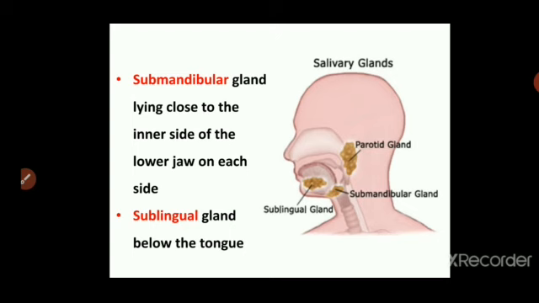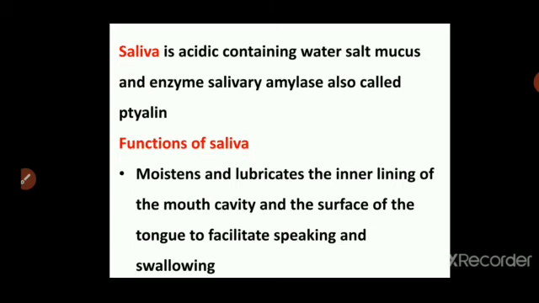What do these salivary glands do? They secrete saliva. The saliva is slightly acidic. And what does it contain? The saliva contains water, salt, mucus, and some enzymes. The main enzyme present here is salivary amylase, which is also called ptyalin. So that helps to moisten and lubricate the food.